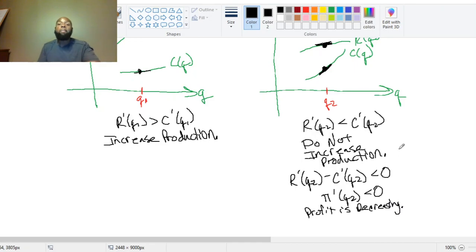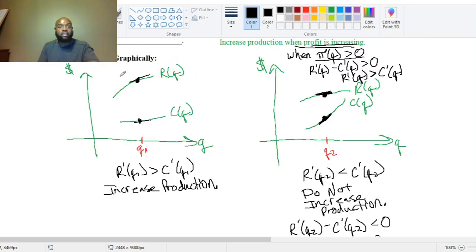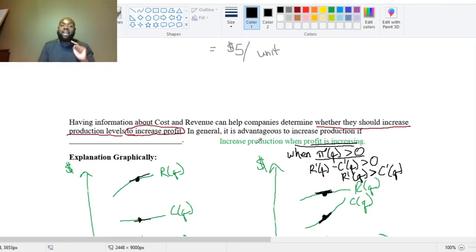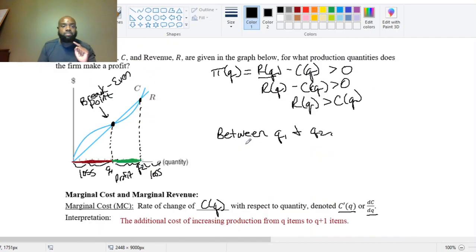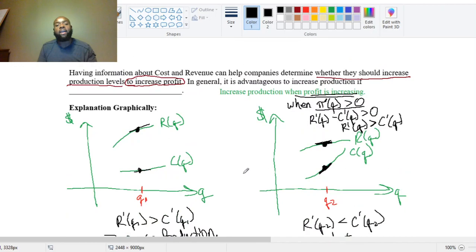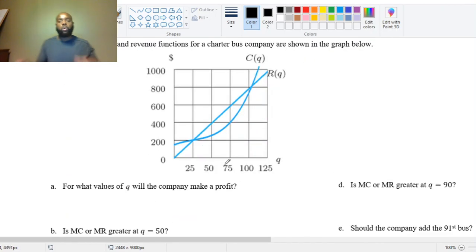All right. Now, remember, we're zooming in on the cases where R is greater than C. And so we're only looking at R is greater than C. There are times where we increase production when C is on top of R, but as I said in the picture above, that's only in this section here before we get to the break-even point. After we get to the break-even point, you only want to increase production if your marginal profit is greater than 0, which means your marginal revenue is greater than your marginal cost.